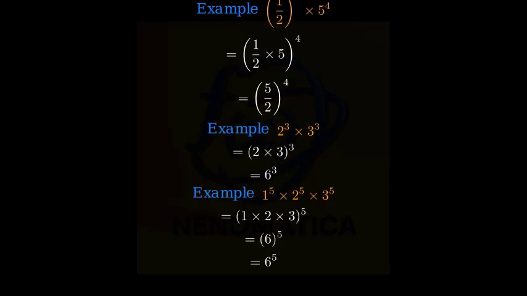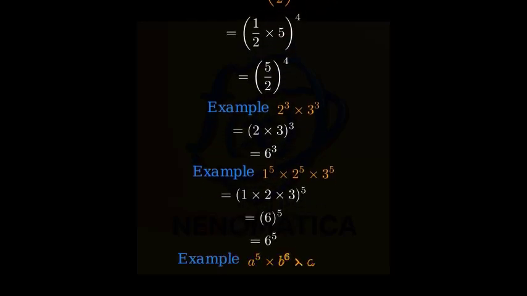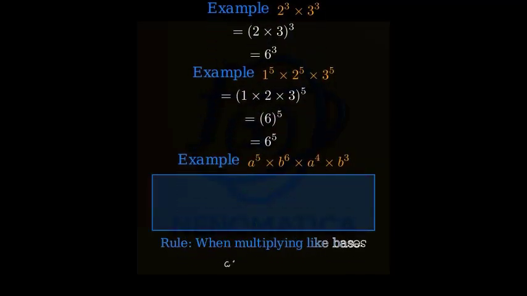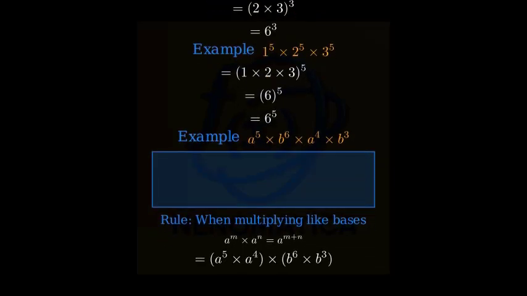Now let's look at our fifth example, which introduces variables. a to the 5th power times b to the 6th power times a to the 4th power times b to the 3rd power. First, we'll group like terms. We have a to the 5th power times a to the 4th power, and b to the 6th power times b to the 3rd power.